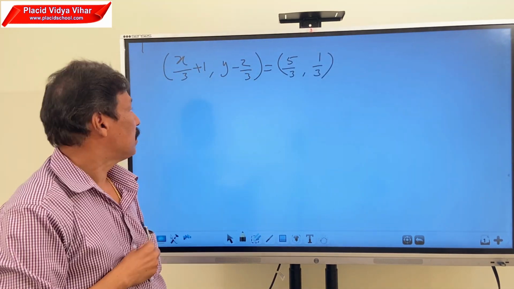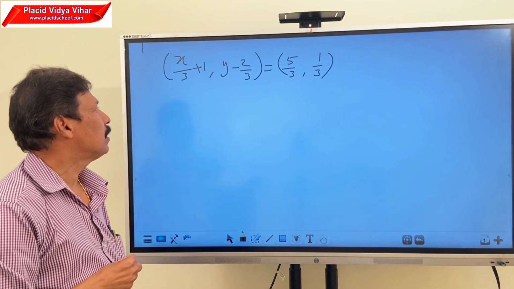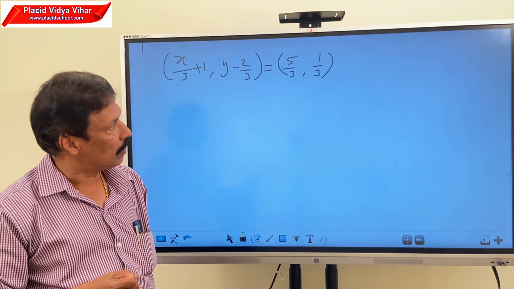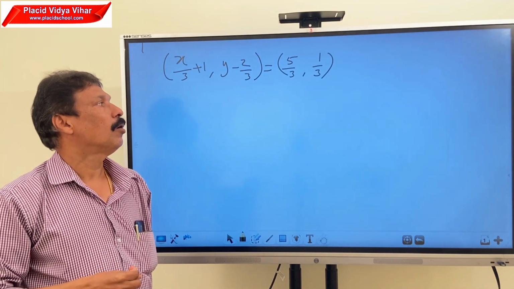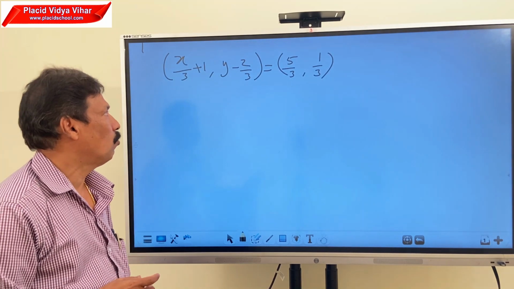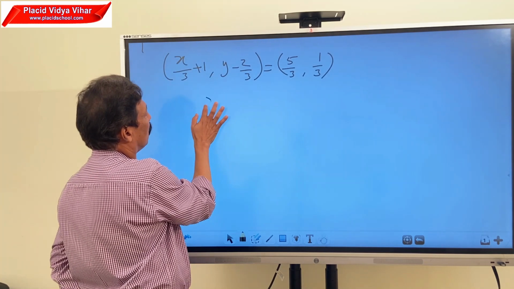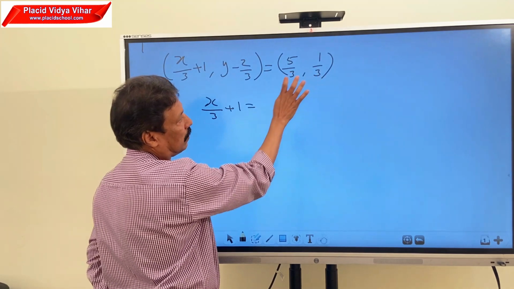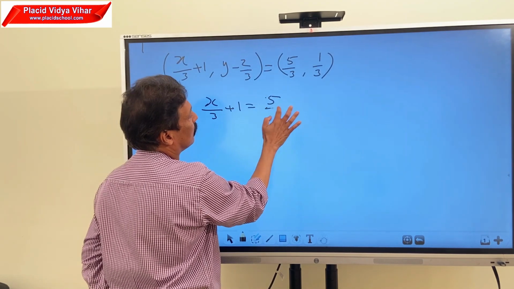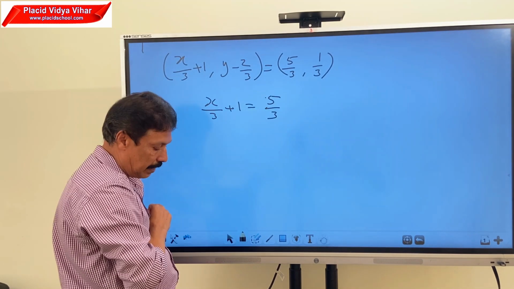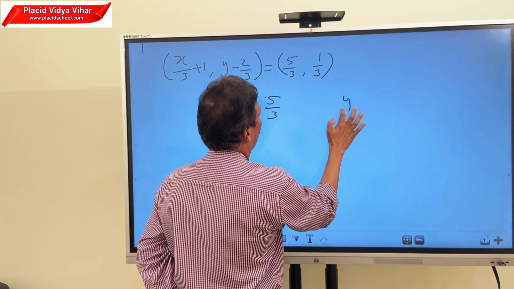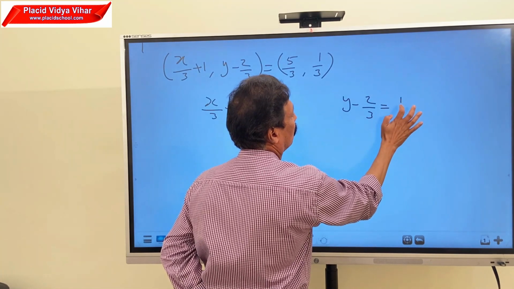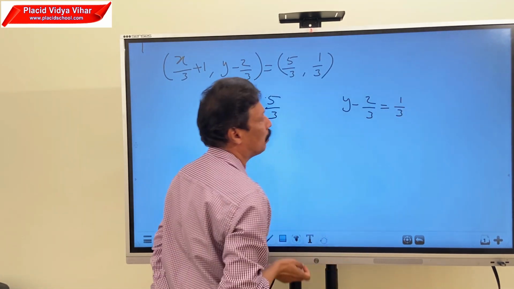Our problem is that the first ordered pair (x/3 + 1, y - 2/3) equals the second ordered pair (5/3, 1/3). Two ordered pairs are equal, so the first entry, x/3 + 1, is equal to the first entry of the second ordered pair, which is 5/3. Again, the second entry, y - 2/3, we can equate to the second entry of the second ordered pair, which is 1/3.